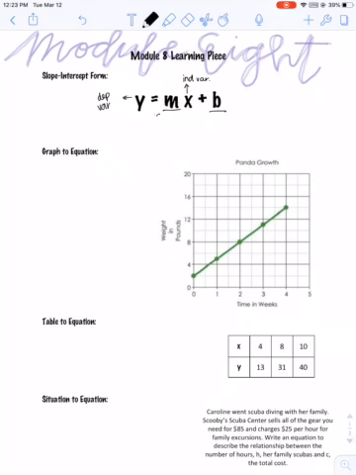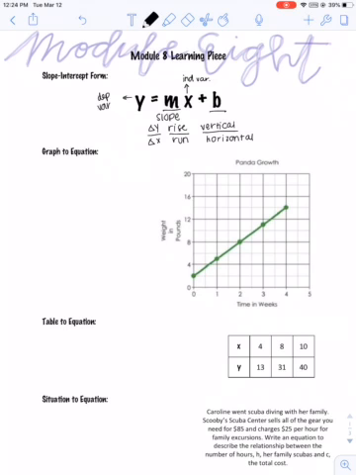So m describes our slope. And slope we can think about as the change in y over the change in x. Or you also commonly hear this as rise over run, which means our vertical change over our horizontal change. And we'll look at those in our next couple examples here.